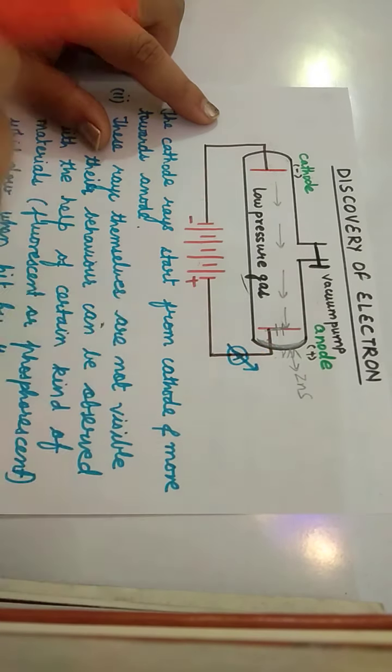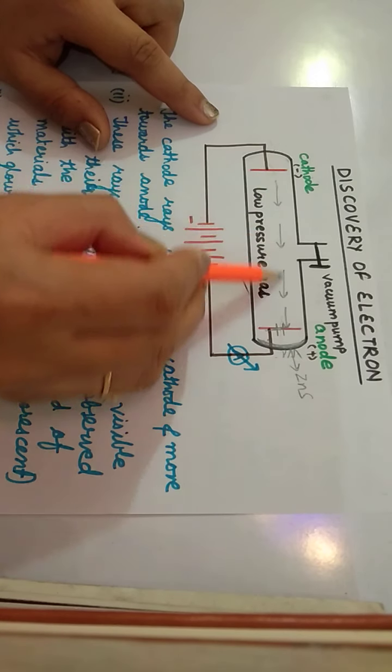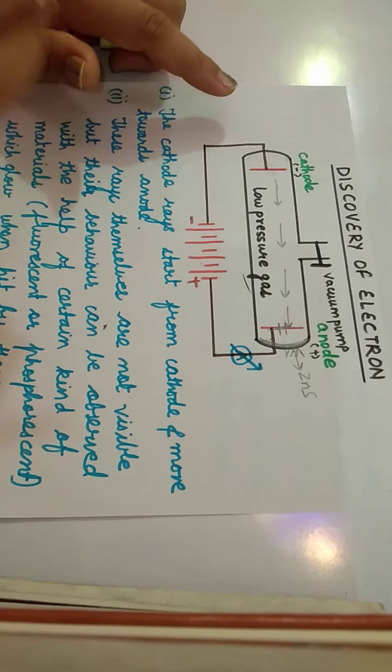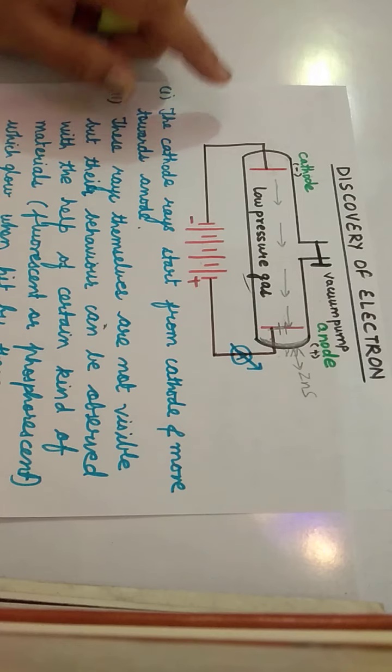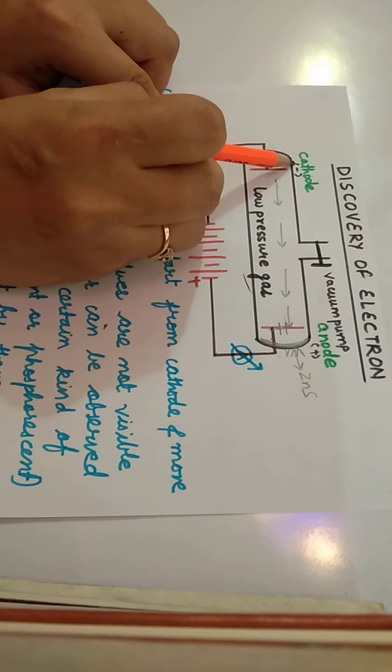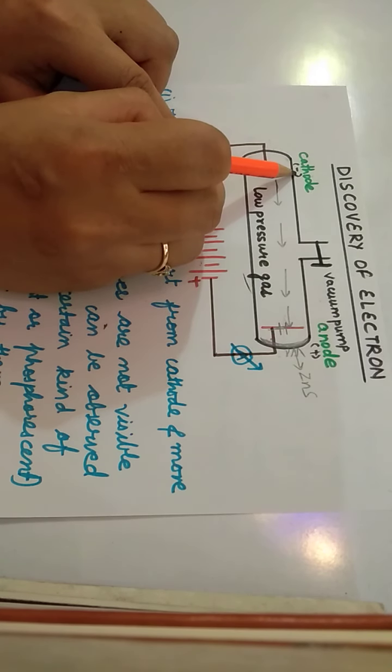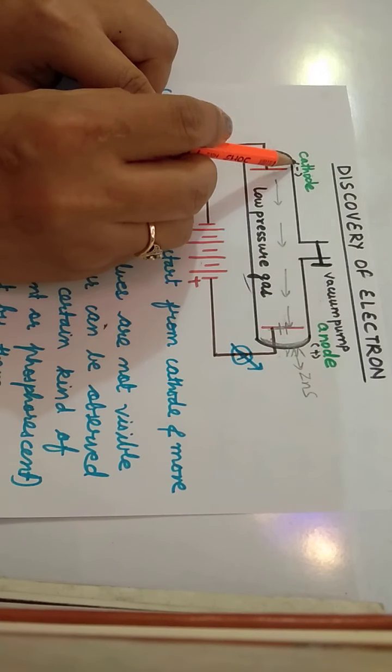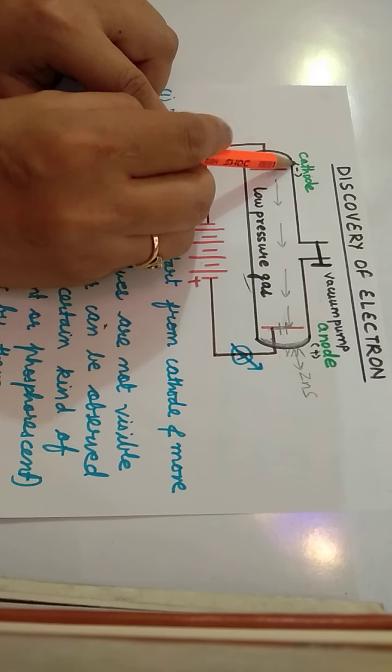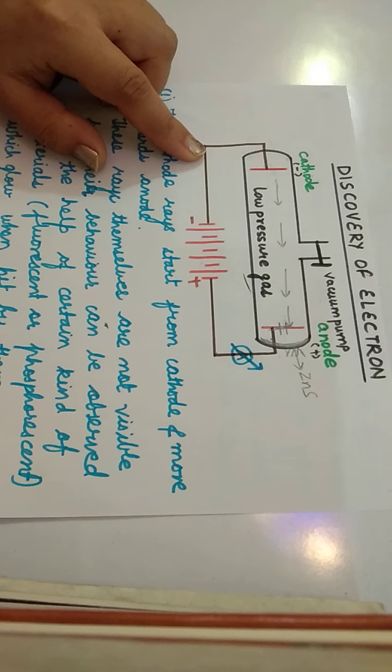So a glow is observed. It means electricity is flowing in this direction. Some charge is flowing in this direction. But we have placed the cathode over here. It means charge is flowing from the negative electrode to the positive electrode.